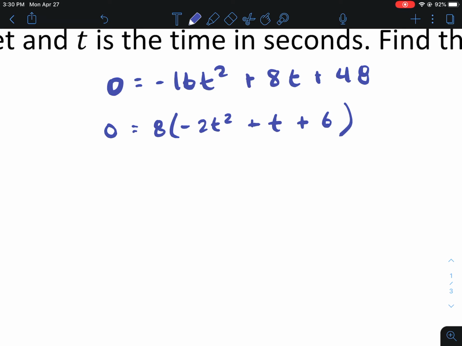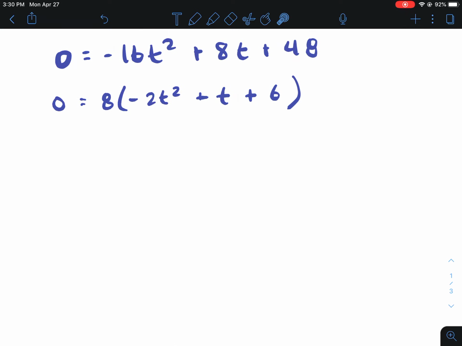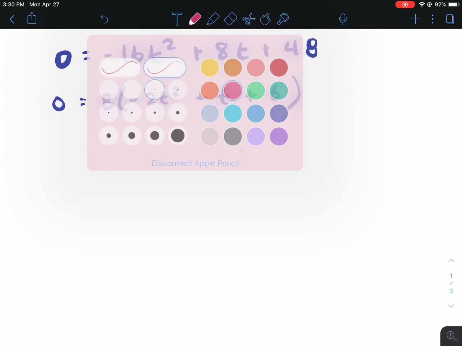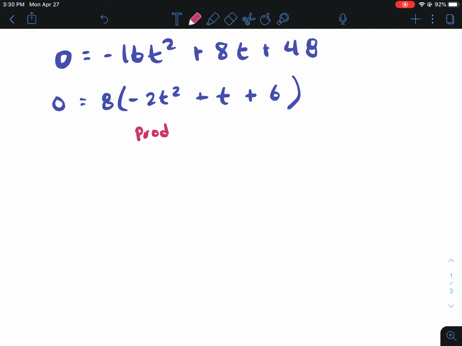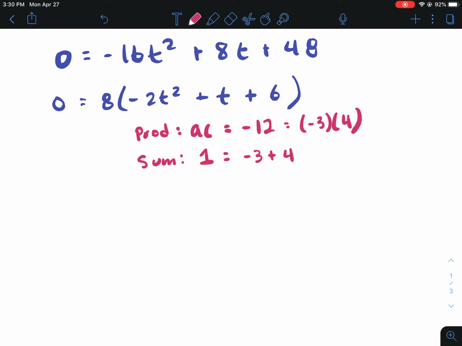Okay, this is where that review comes in. We have a coefficient that isn't 1, so this is the case where we have to do a product of AC, A times C, which is negative 12. In this case, negative 2 times 6. We want a sum of positive 1, because this coefficient is 1. And those numbers are going to be negative 3 times 4 is negative 12. Negative 3 plus 4 is equal to 1.